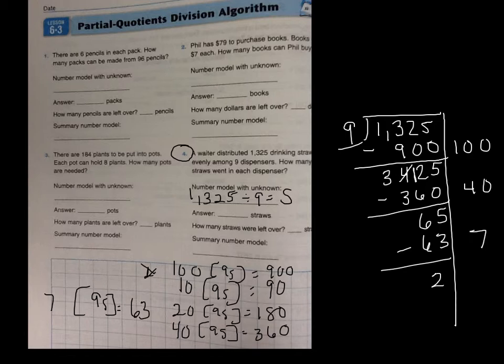Then we add up our groups. 100 plus 40 plus 7 is 147. And we have a remainder of 2. So in our math journal page, we know the answer is 147 straws. How many are left over, or how many remain, would be 2. In our summary number model, then, we write our open number model, so 1,325 divided by 9 equals 147, remainder 2.